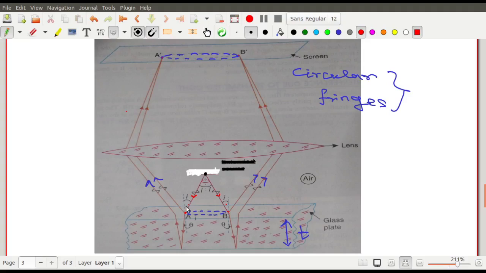Similarly, there are many other rays which actually produce these fringes. So all the points that you can see here, these red dot points that I am drawing, are generated from the same angle of inclination. So that is why this fringe is called fringe of equal inclination.